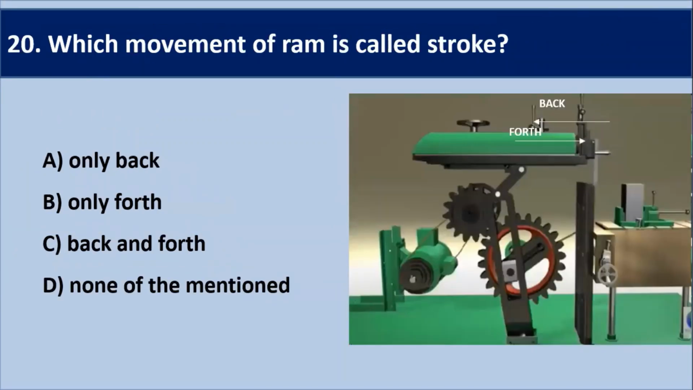Next is, which movement of a ram is called stroke? See students, in this case, you can see that I show the movement right now. So what happened? There is a back and forth movement of the ram, right? So that's why the back and forth movement of the ram is called stroke. But only in the forward stroke is the useful work done. So your answer is C, back and forth.